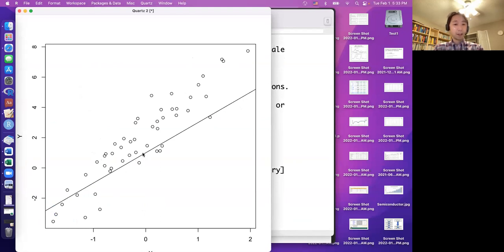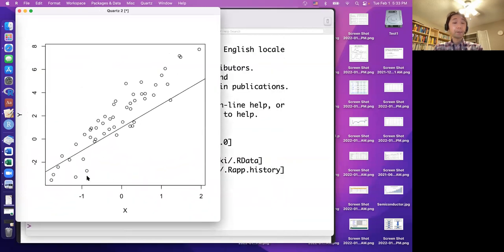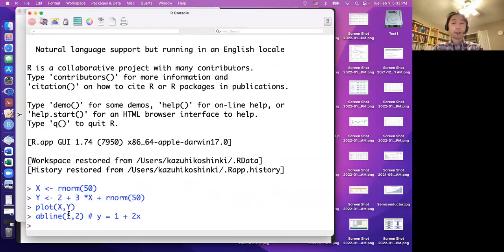So X is equal to 0, Y is equal to 1, and X is equal to 1, Y is equal to 3. So you can see that this is the straight line of Y is equal to 1 plus 2X. Then you can put the regression line over the plot in this way. And also you can do abline and the name of the linear model. Then the linear model has intercept and slope, so you can overlay the line over a scatter plot.